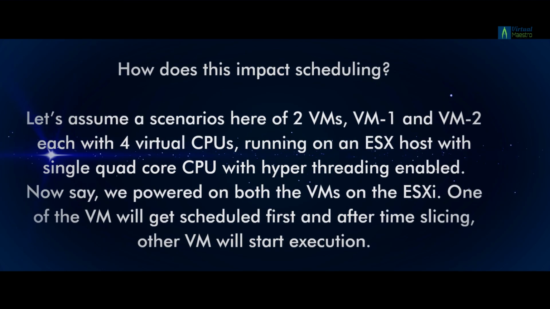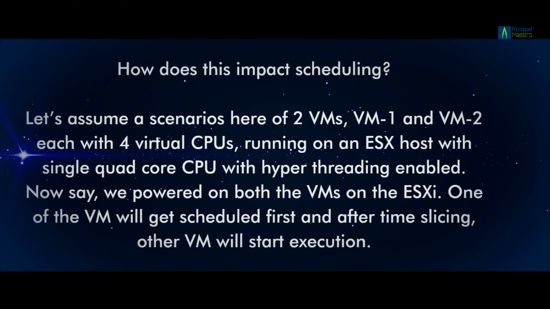How does this impact scheduling? Let's assume a scenario of two VMs, VM1 and VM2, each with 4 virtual CPUs, running on an ESX host with a single quad-core CPU with hyperthreading enabled. Now say we powered on both the VMs on the host. One of the VMs will get scheduled first, and after time slicing, the other VM will start execution.